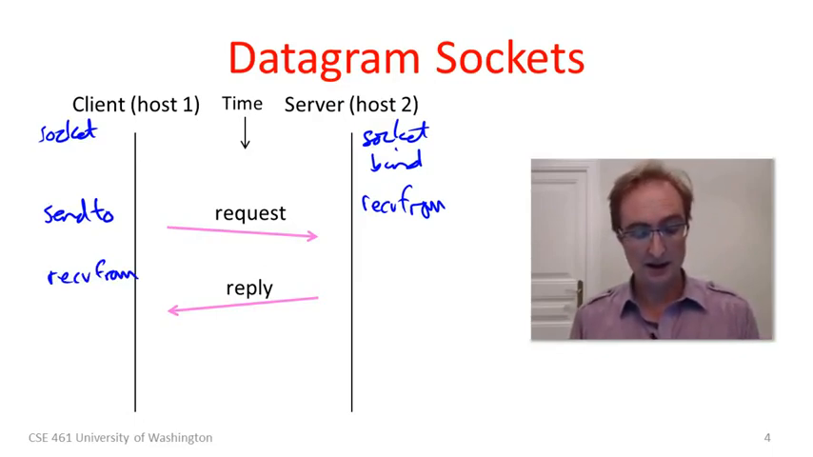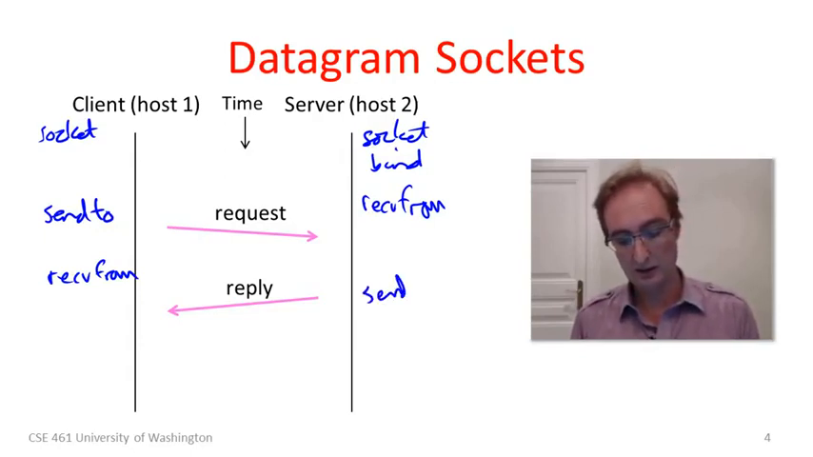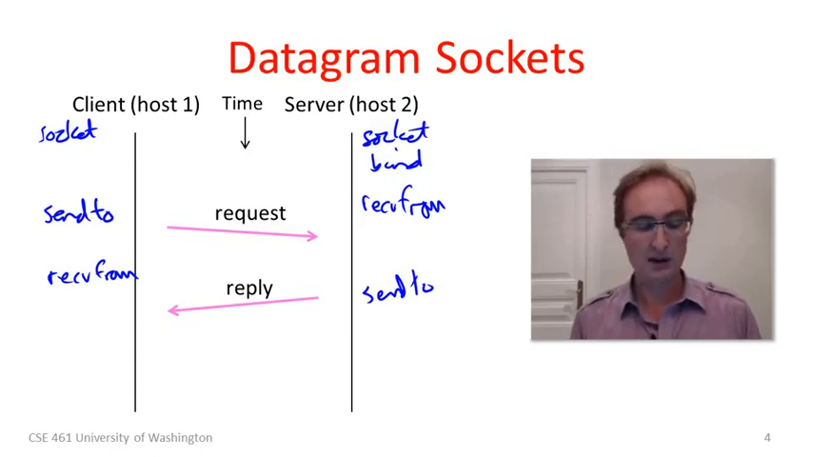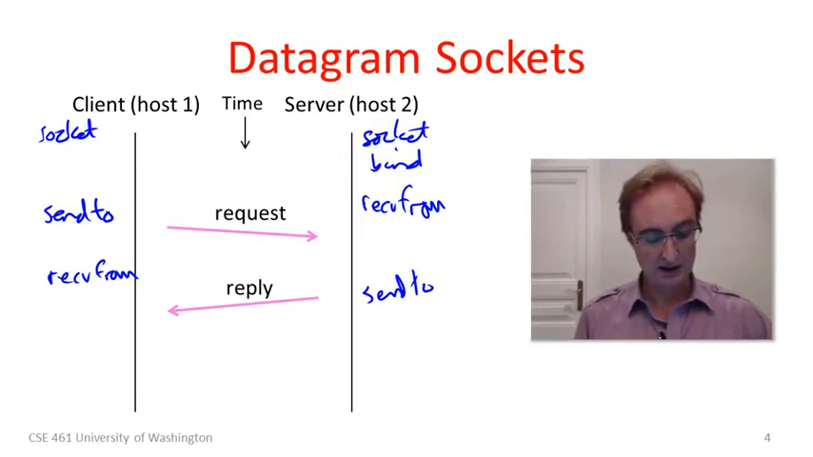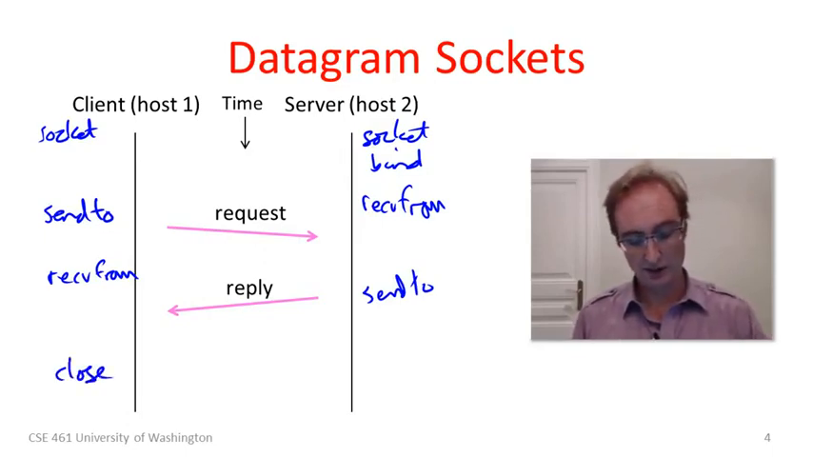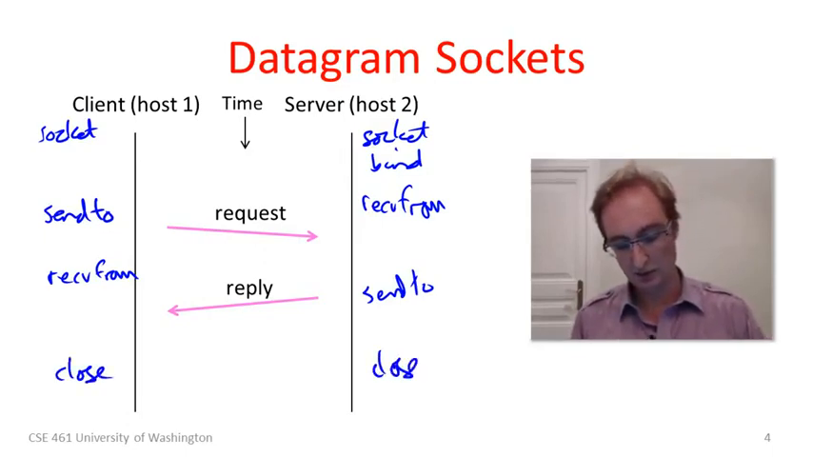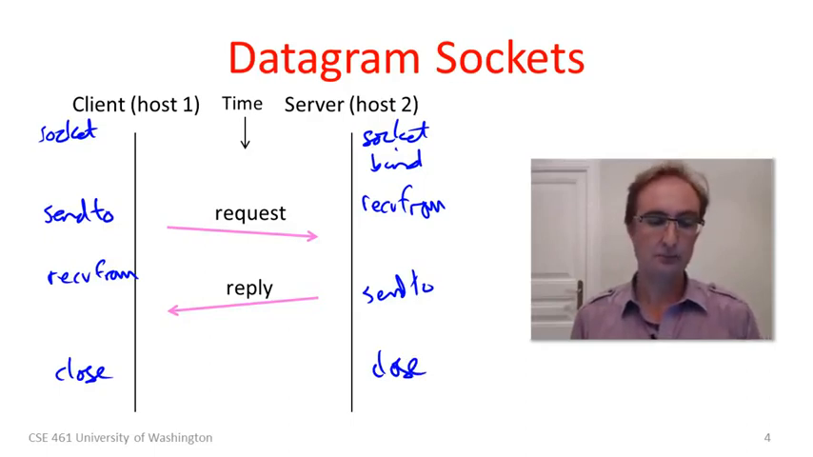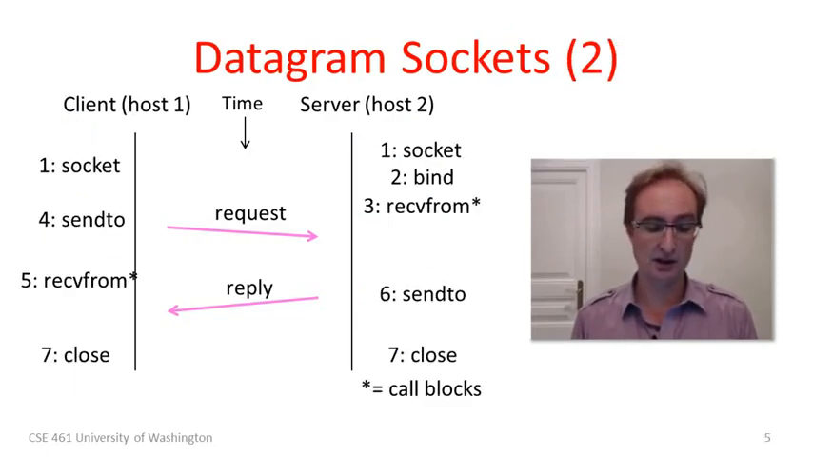And after the server has finished processing the request, it will send that reply using send to. And then the receive from call will be unblocked. The reply will be received by the client and the client will process it. And then at some later time, when everyone's done, they'll call close to tidy up. So those are the sequence of socket calls which is used with datagram sockets for a very simple client-server exchange.